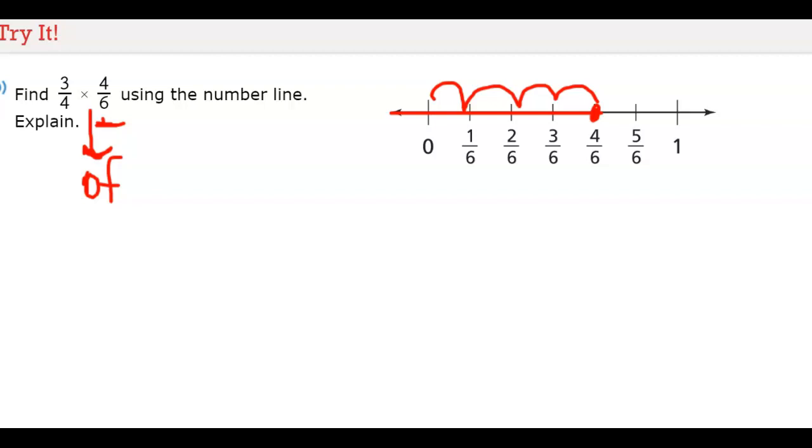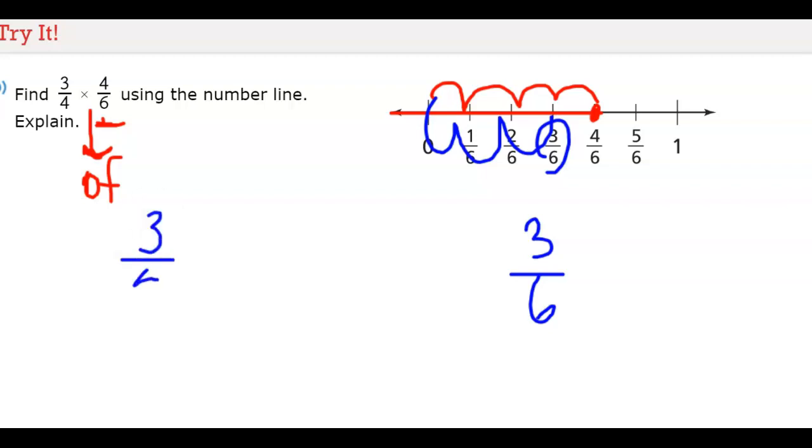Now 3 of those 4 parts, I'm just going to change color. 3 of the 4 parts gives us 1, 2, 3. That's 3 of those 4 parts. That gives us 3/6. So 3/4 times 4/6 is equal to 3/6. And to check and make sure we are correct, we're going to do the traditional multiplying without using the number line.